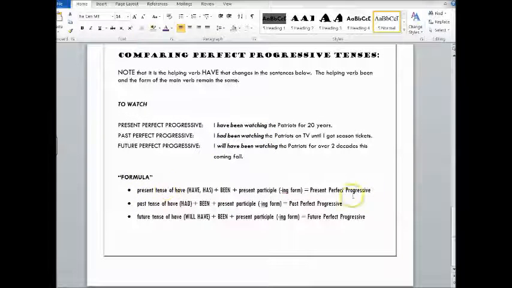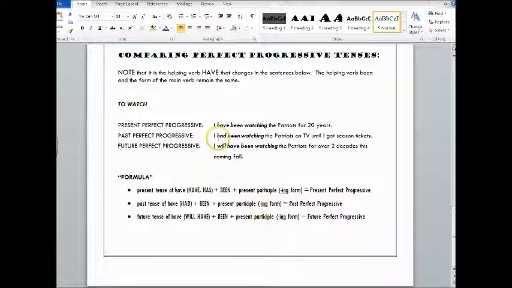Here's your formula. I know this helps many of you. So your present tense of have plus been plus the present participle is present perfect progressive. Past tense of have, which is had, plus been, plus the present participle is past perfect progressive. And then future tense of have, will have, plus been, and your present participle, watching, equals future perfect progressive.